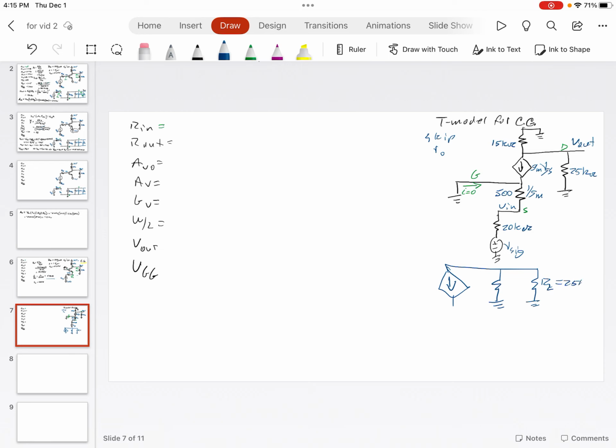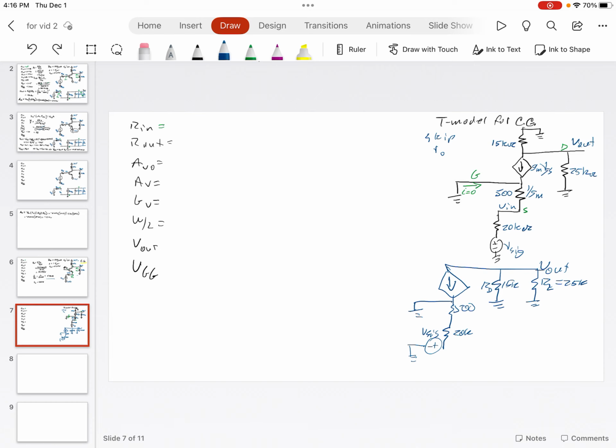So we've got R load equal to 25K, and we've got RD here, and that's 15K, and we've got V out at that node. We've got V sig, we've got 20K, 500 ohms, and that's ground there. But the main thing you can notice is that these two are in parallel. In fact, even though they might look kind of strange up here, they are in fact in parallel, just like it was before on the common source.